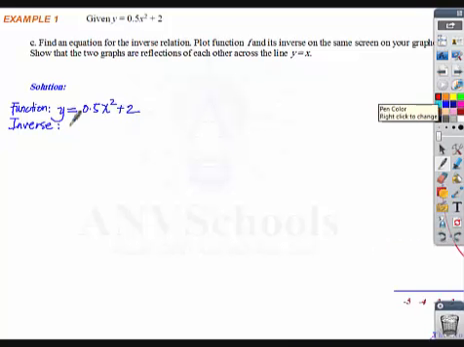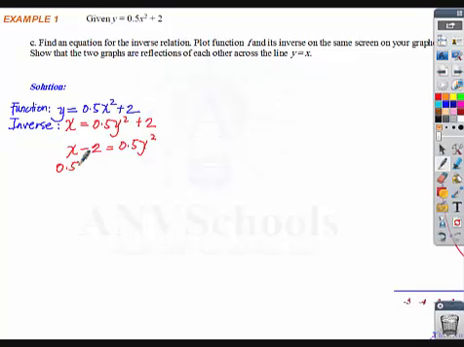I will have the red. So x is equal to 0.5 y squared plus 2, and then we have to solve for y. So we transpose 2 to the other side, so that this will lead to x minus 2 is equal to 0.5 y squared.